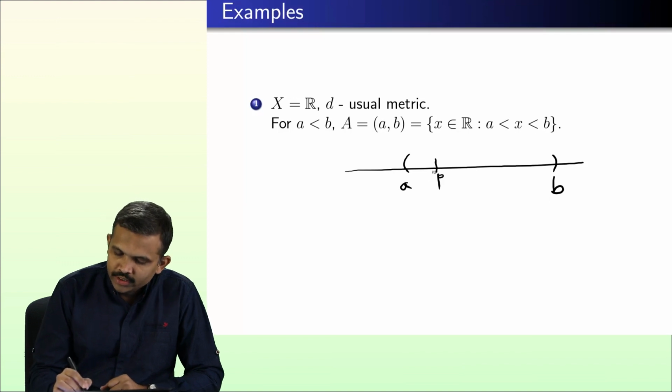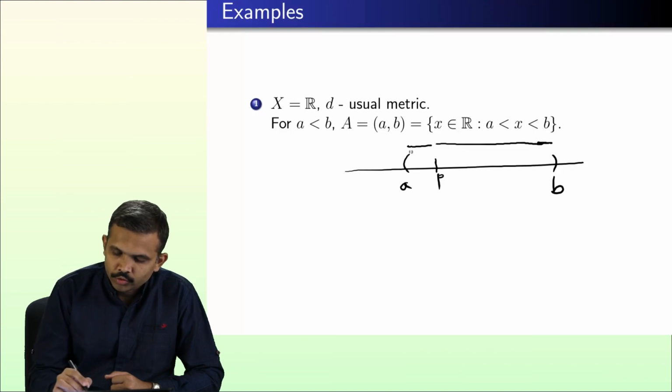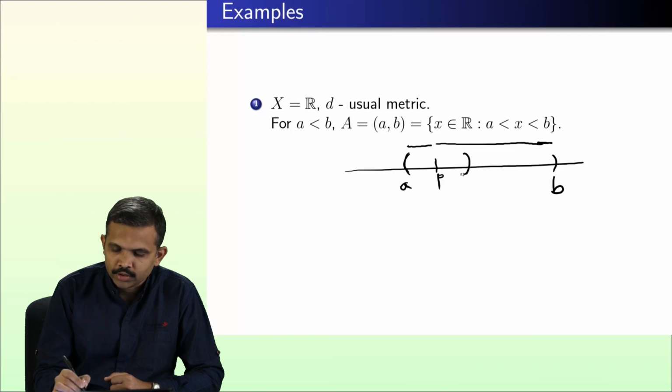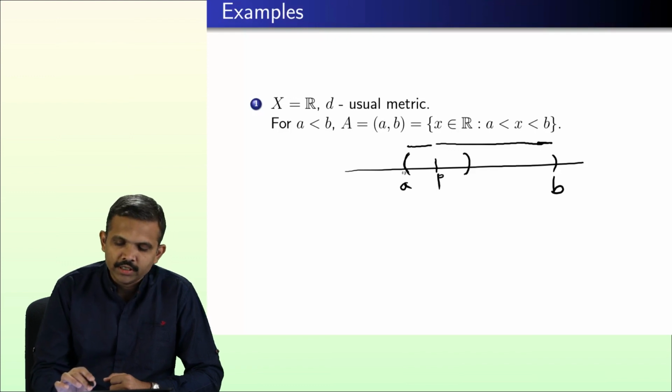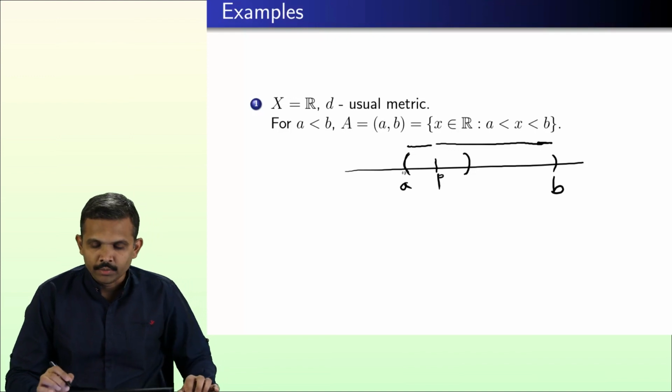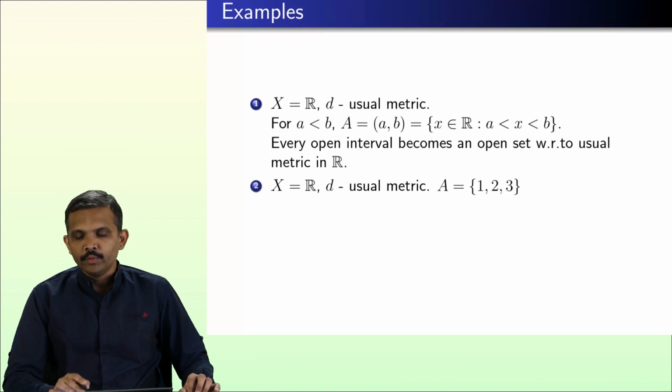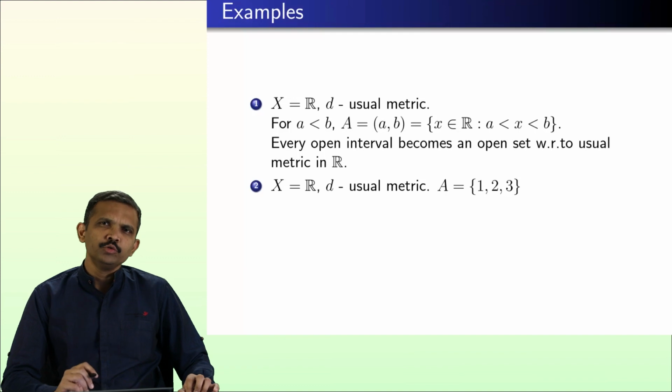Now, we can actually see how much distance I have to travel so that I will sit inside. I have to see the distance of P from a and the distance of P from b, because a and b are the boundaries, and I do not want to cross them. So, look at both the distances and then naturally I would like to choose the minimum. I will choose the minimum and draw the neighborhood around P, and that will certainly sit inside the interval (a, b). Hence that open interval is going to become an open set with respect to the usual metric in R.